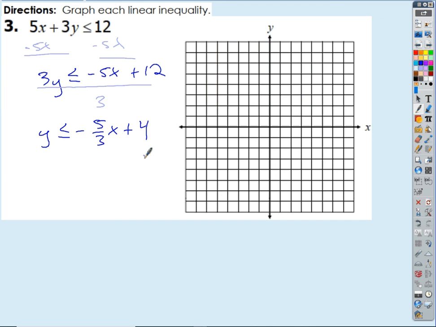Okay, so there's my boundary line, right? I put it in slope-intercept form. Now I gotta be a little bit careful here, because what if that had been like 5 minus 3y? If I divide both sides by a negative, what would I have to do? Flip the inequality, so you gotta be a little bit careful about that, right?